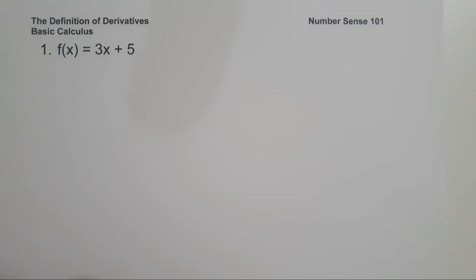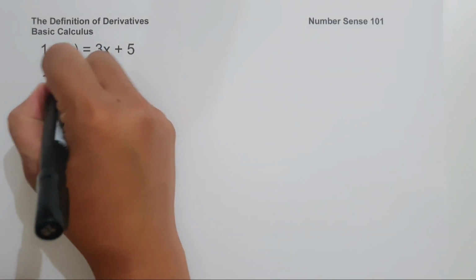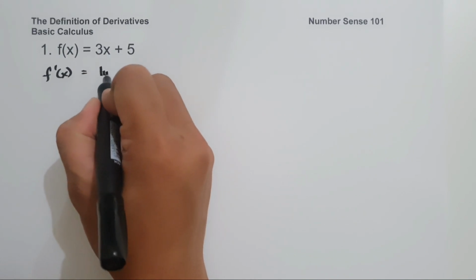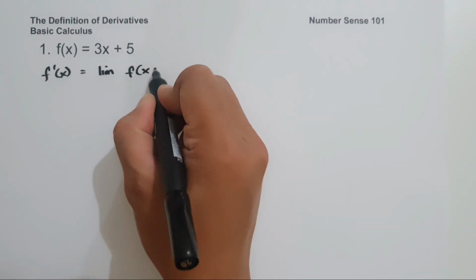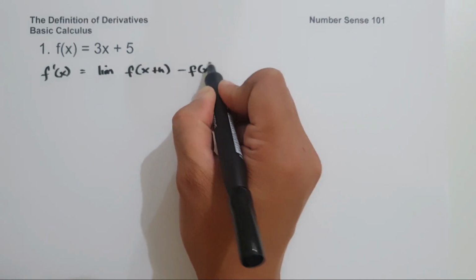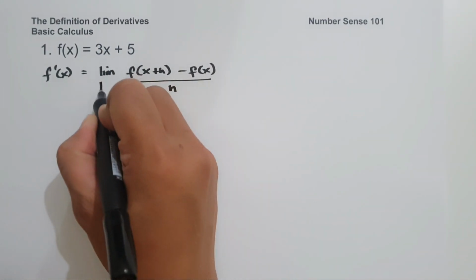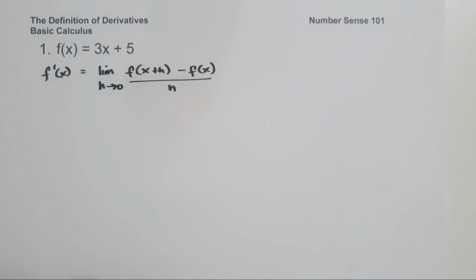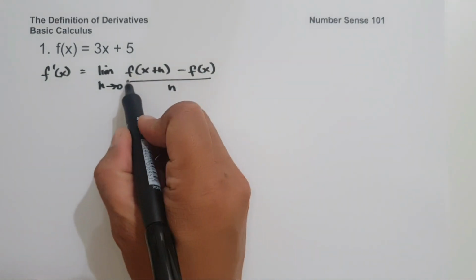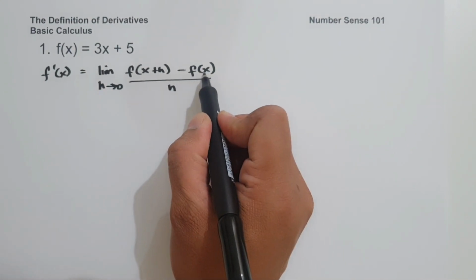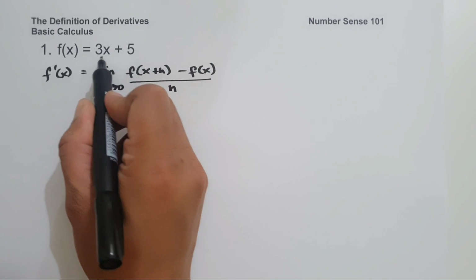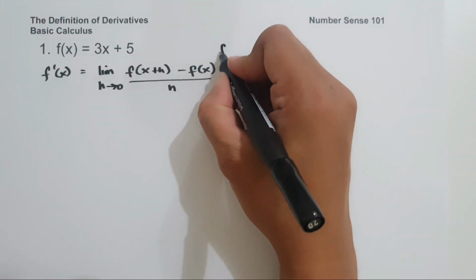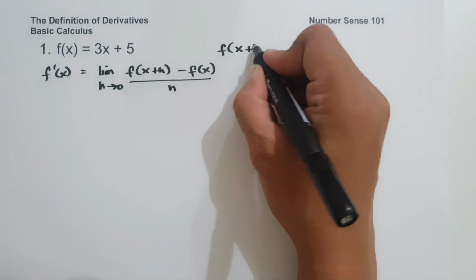On example number 1, f of x equals 3x plus 5. So let us use the definition of the derivative to find the derivative of the given function, and that is f prime of x is equal to the limit of f of x plus h minus f of x, all over h, as h approaches 0. Since in our formula, we have f of x plus h and f of x, and the value of f of x is 3x plus 5, let us find first the value of f of x plus h.